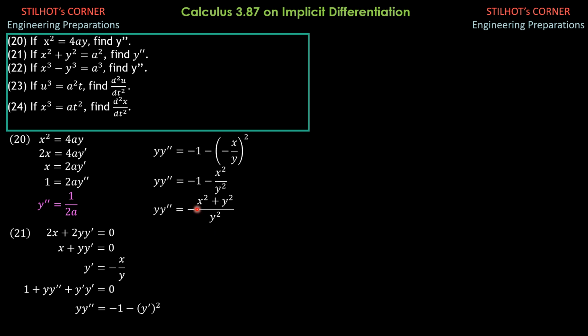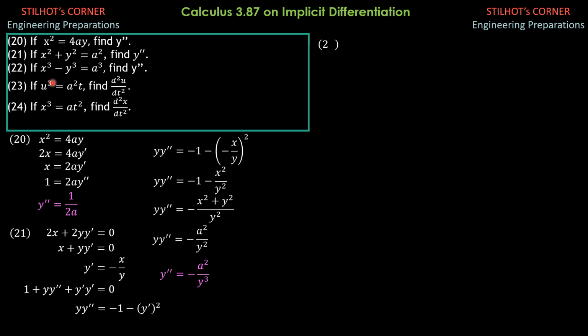We factor out negative 1. Finally, y double prime is equal to, take note that x squared plus y squared is a squared. I replace this with a squared, and the denominator is y cubed. So y double prime is negative a squared over y cubed.